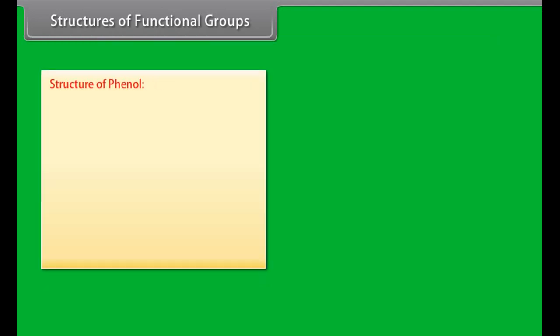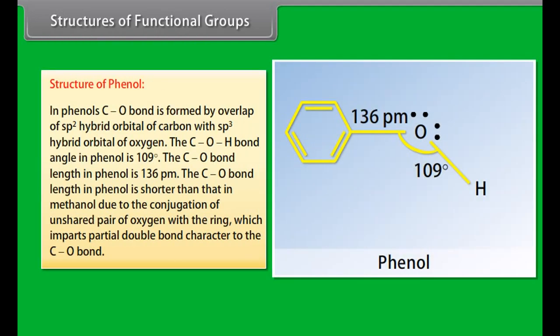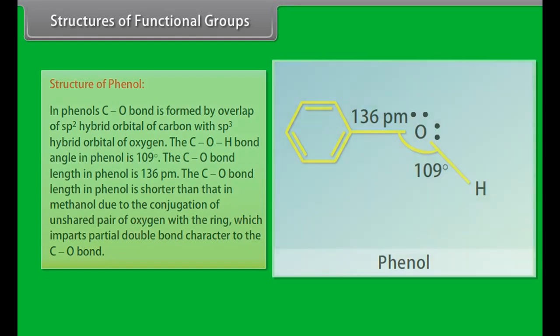Structure of phenol. In phenols, C-O bond is formed by overlap of sp2 hybrid orbital of carbon with sp3 hybrid orbital of oxygen. The C-O-H bond angle in phenol is 109 degree. The C-O bond length in phenol is 136 picometer. The C-O bond length in phenol is shorter than that in methanol due to the conjugation of unshared pair of oxygen with the ring, which imparts partial double bond character to the C-O bond.